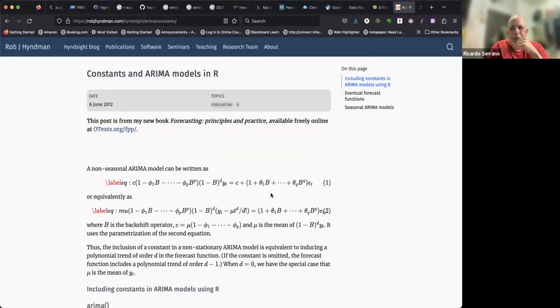Can you see the article, Federica? Okay. Constants and ARIMA models.